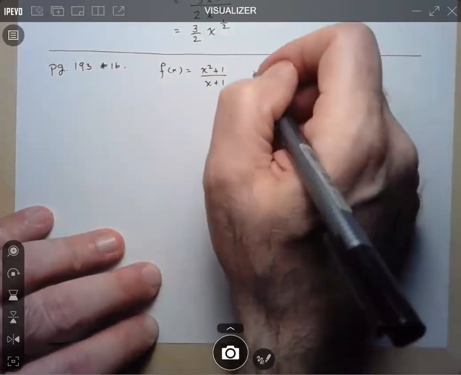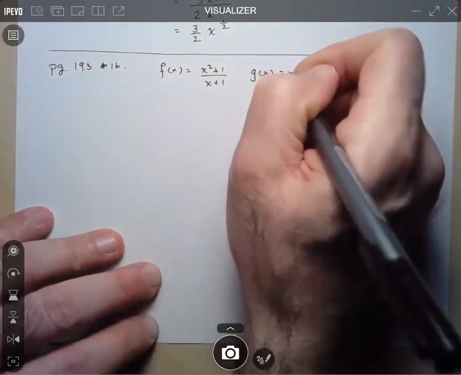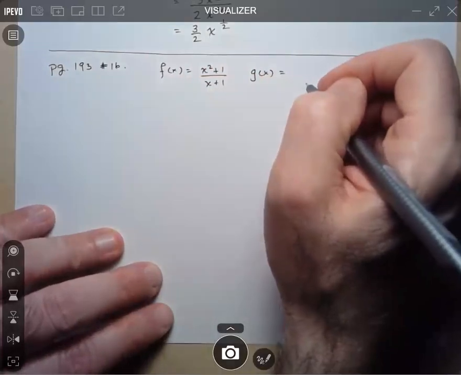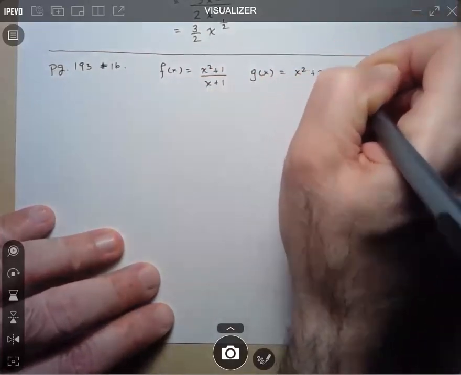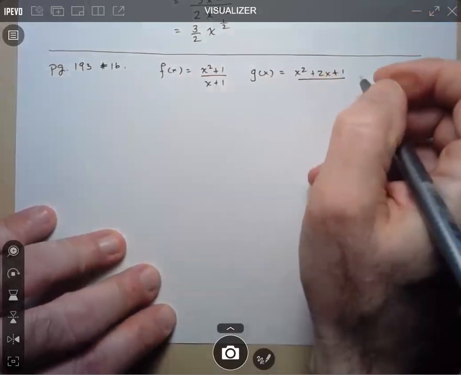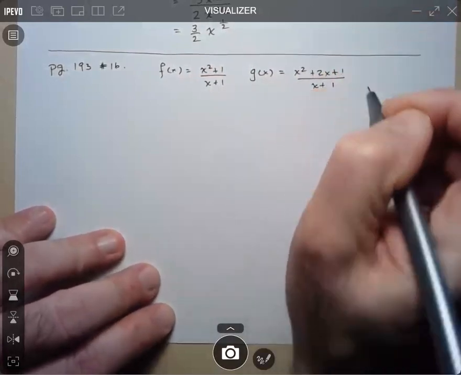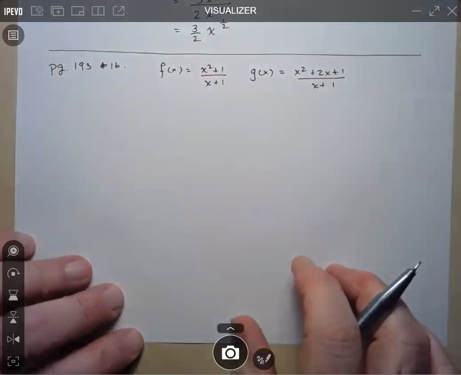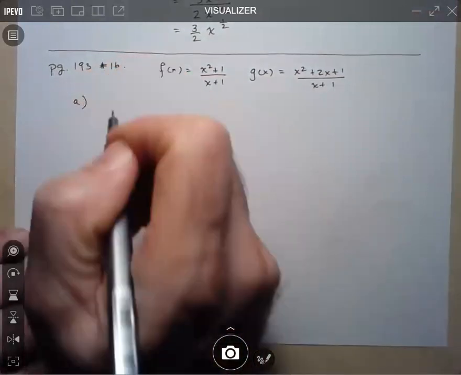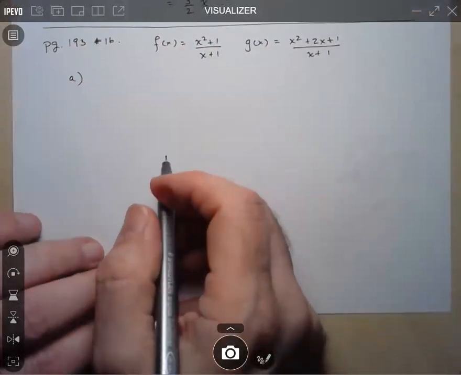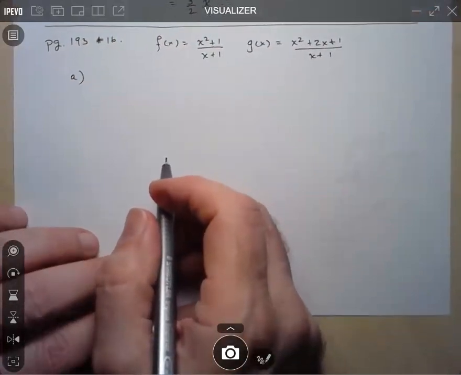And g of x is equal to x squared plus 2x plus 1 all over x plus 1. Okay, and here it says in A, show that these functions both approach infinity.